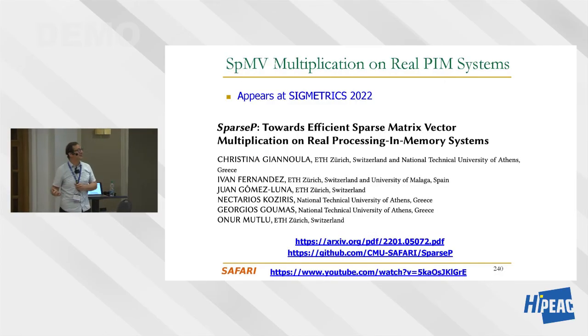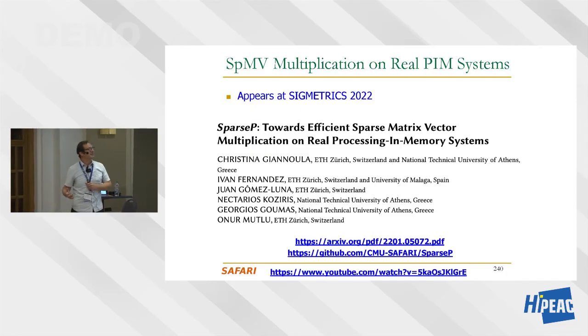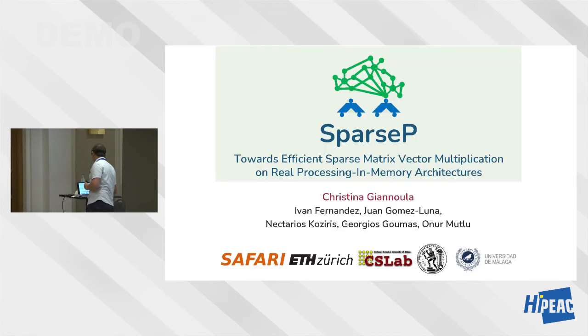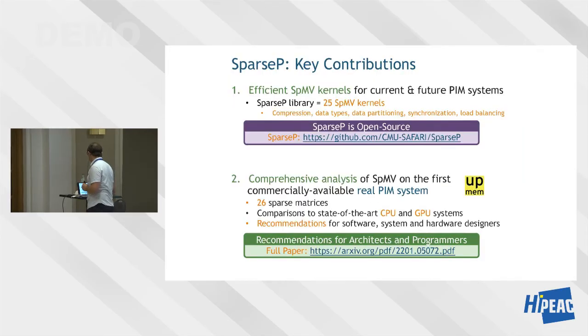And we asked the question, can we actually make these workloads a little bit better? Sparse matrix vector multiplication is one of the very difficult workloads on the UPMEM system. And if you're interested, you can actually download the library and improve on it. This is beautiful work. And it basically has 25 different sparse matrix vector multiplication kernels.